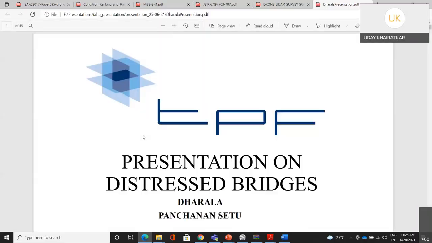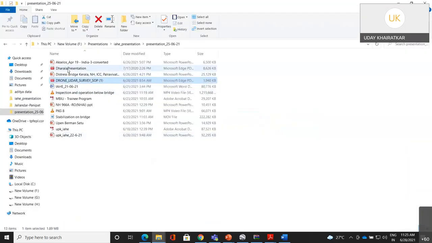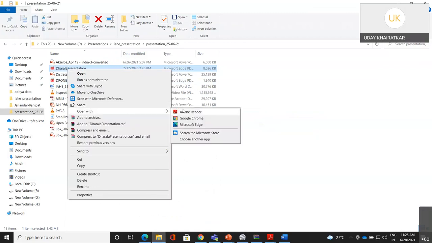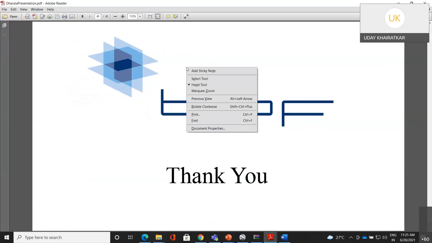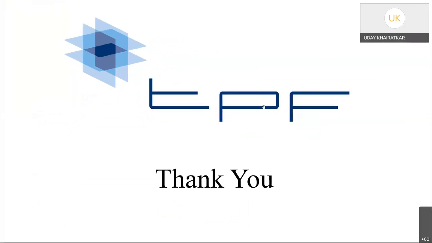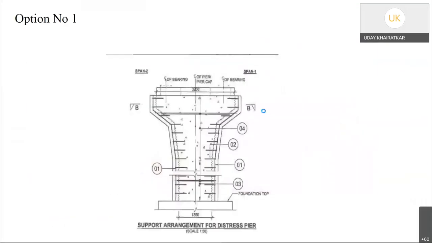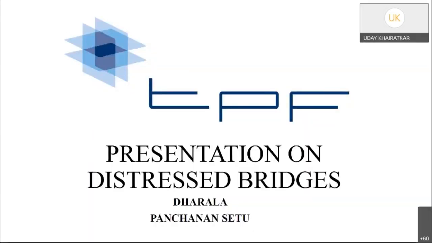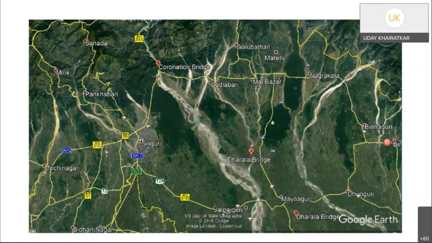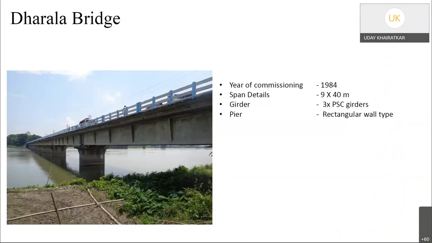Dhala Bridge. The location of the bridge. It was commissioned in 1984, 9 spans of 40 meters. Each span had 3 pre-stressed concrete girders. Pier was of rectangular vortex.